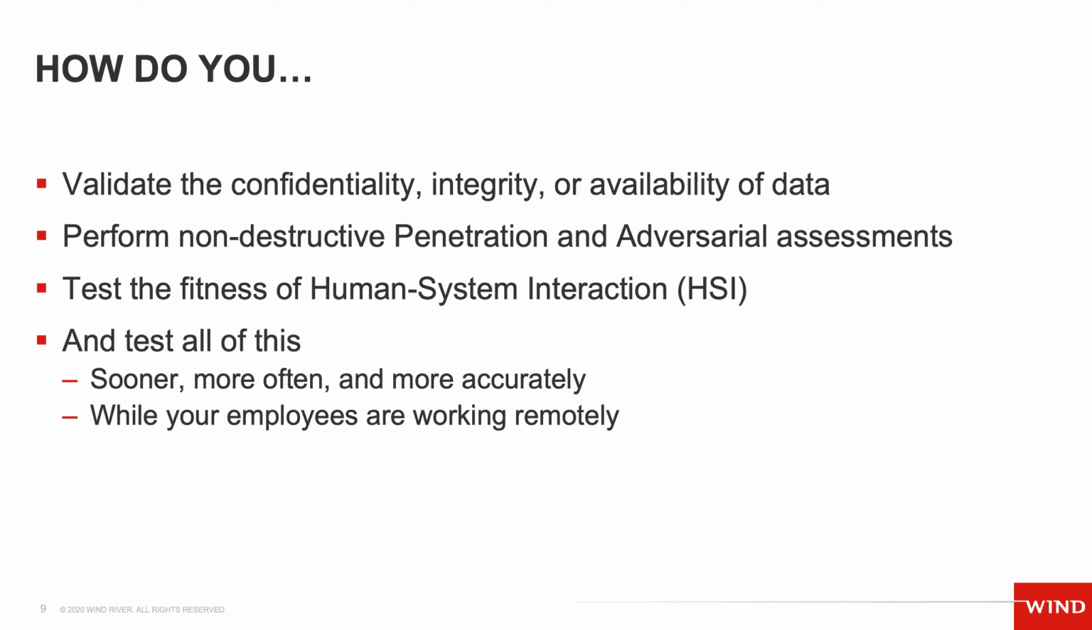How do you make sure that the human system interaction is properly tested and those threat surfaces are well exercised? We know that human actors, either malicious or just inadvertent, can cause enormous damage to systems. And this has to be tested for, even in embedded and legacy systems. And then how do you do it sooner, more often, more accurately?